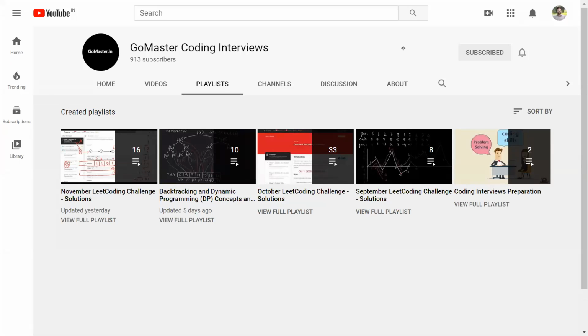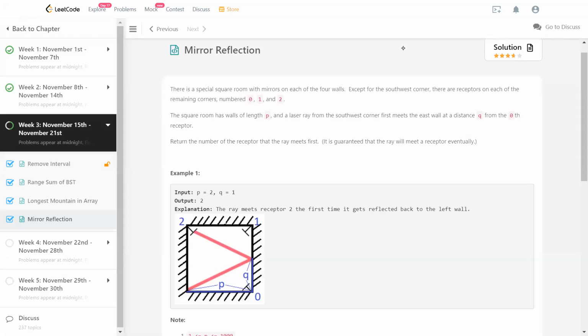Hello, I'm Channa Bankapur. I'm going to discuss my solution to the LeetCode problem, mirror reflection. It's today's daily challenge in LeetCode.